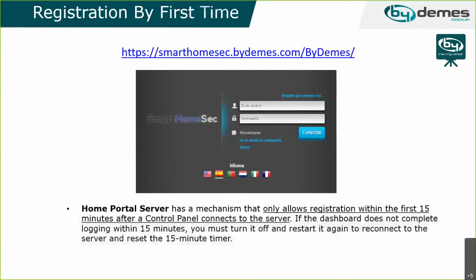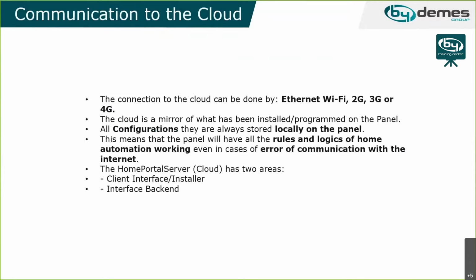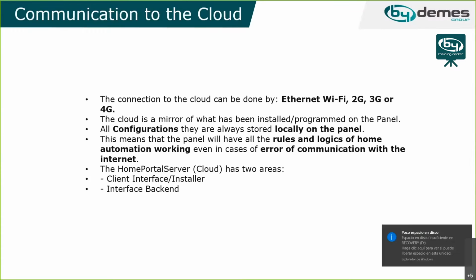The most important thing here is that if we make some rules or automation scenes, all that configuration is saved locally on the panel. So if we lose internet connection, no problem. Everything will still work perfectly. For example, if we have an auto power on of lights, it will continue with this rule.